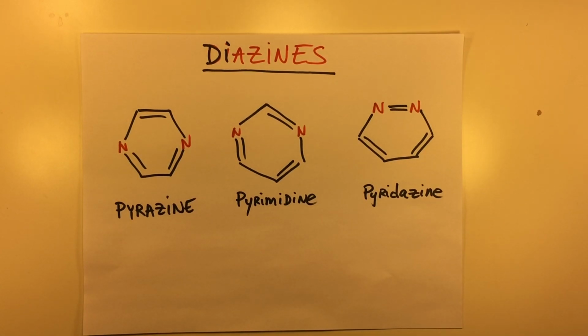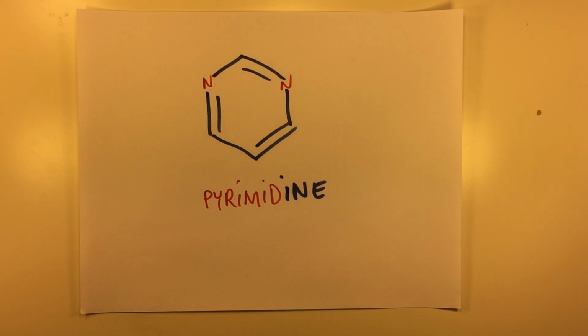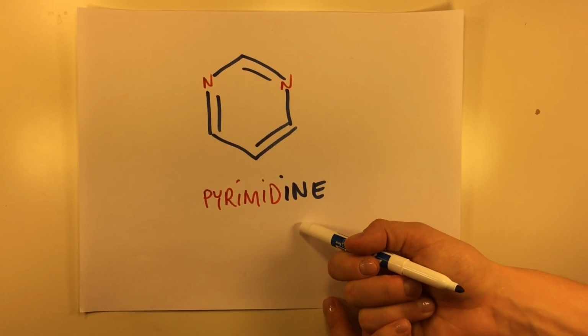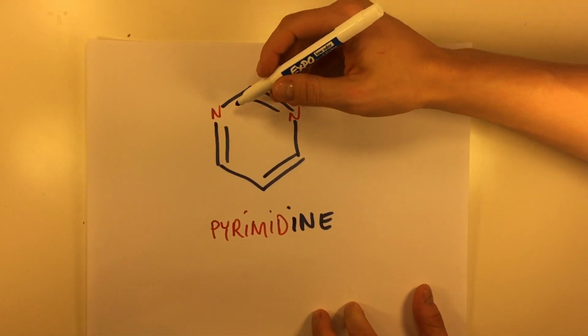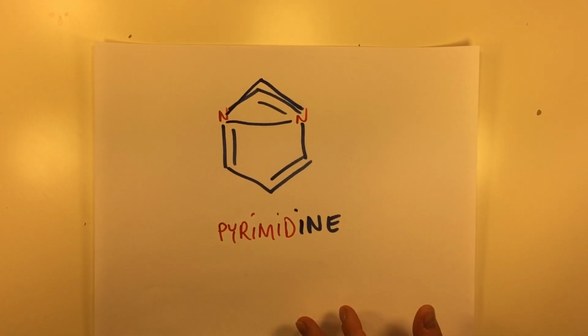The next category of heterocycles is diazenes. This is six-membered rings containing two nitrogen atoms. The first diazene is pyrimidine, and we can think of pyrimidine as pyramid, formed by two nitrogens and carbon.